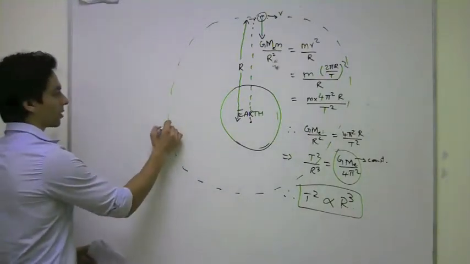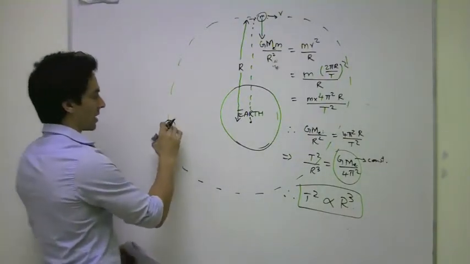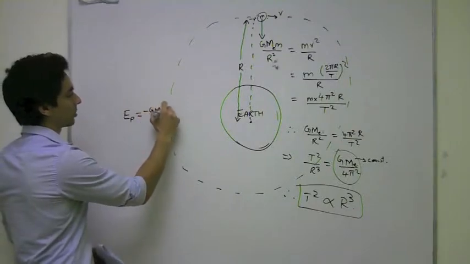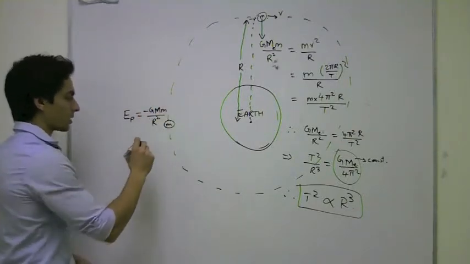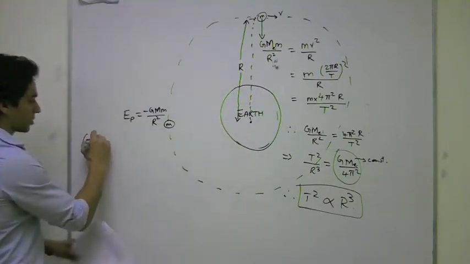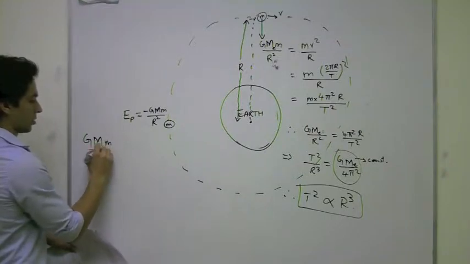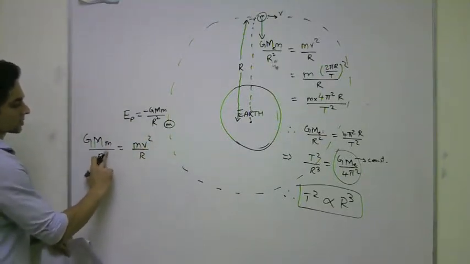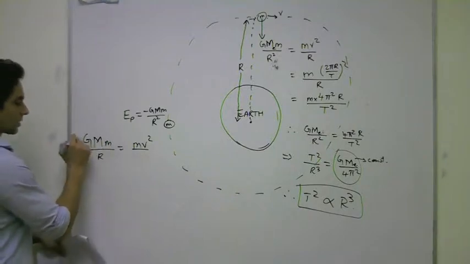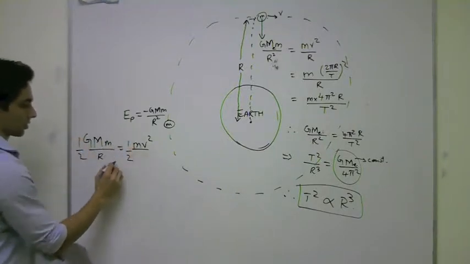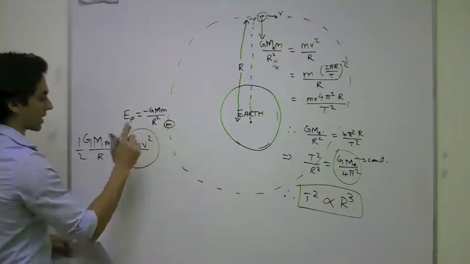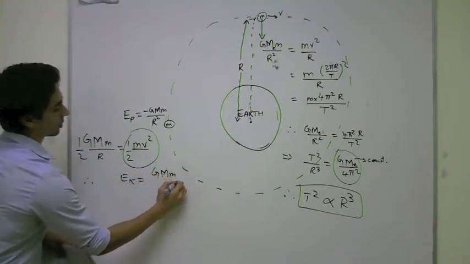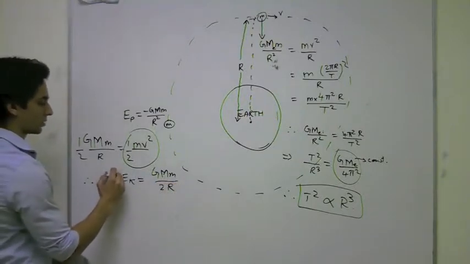Next part, 9.4.3 and 9.4.4 are deriving expressions for kinetic, potential and total energy of orbit. So we already know that for an object in an orbit, or in any kind of gravitational field, the potential energy is given by minus GMm over r. Now we know that the force of attraction GMm over r squared is equal to mv squared over r. So I can cancel r squared and r over here, and multiply both sides by half. Half mv squared is the kinetic energy of this satellite. So the kinetic energy can be given as GMm over 2r.